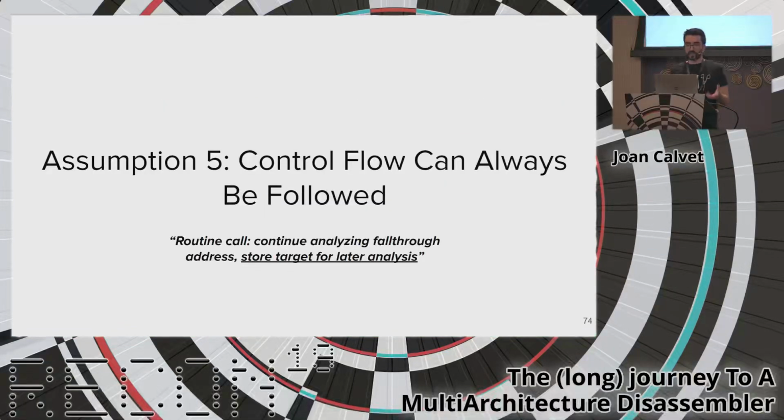Now, the big assumption we made during the manual disassembly is that the control flow can always be followed. When we were analyzing the routine call, we stored its target for later analysis. That is, we assumed the target was necessarily known to us. Of course, this is not always the case, and that's the usual counter-argument against recursive disassembly, as I said at the beginning. This control flow problem has been visited again and again. So here I just want to give a glimpse of how we deal with that in JEB. And as you're going to see, it's not one unique solution, but rather several techniques combined together.